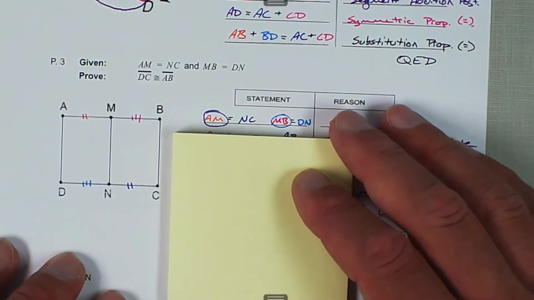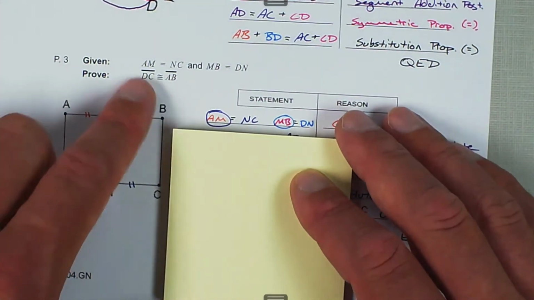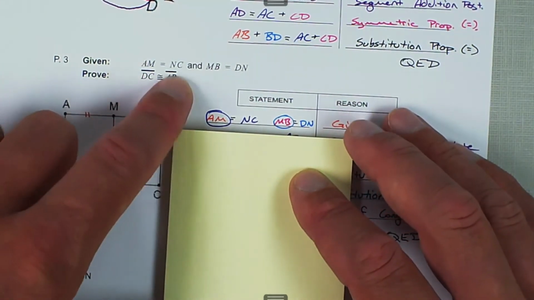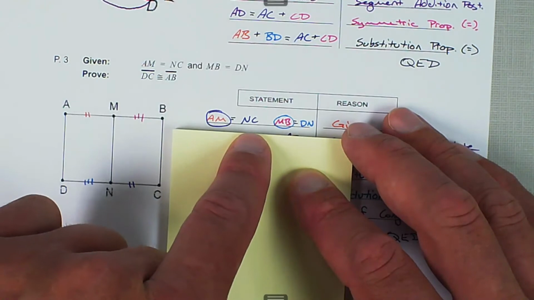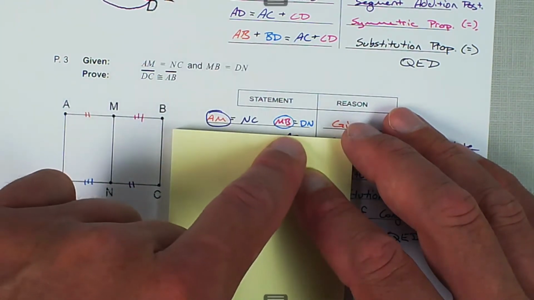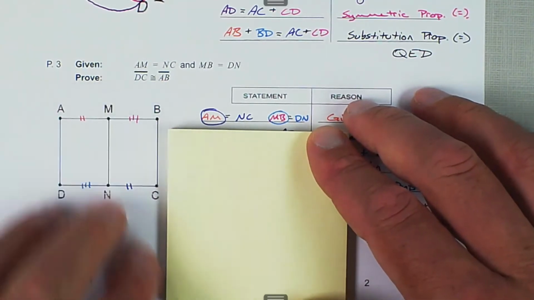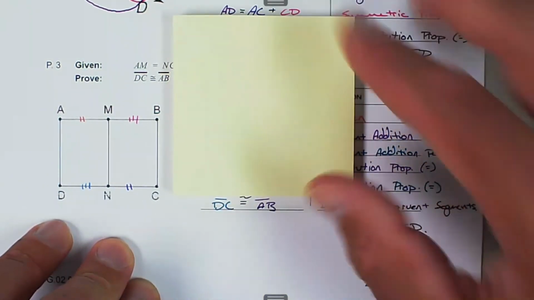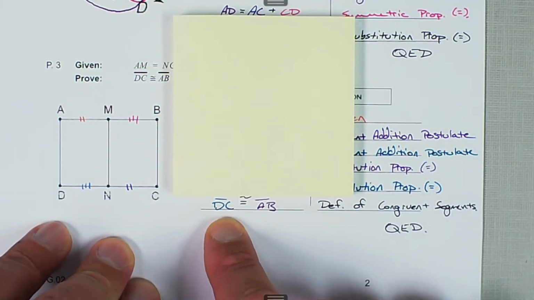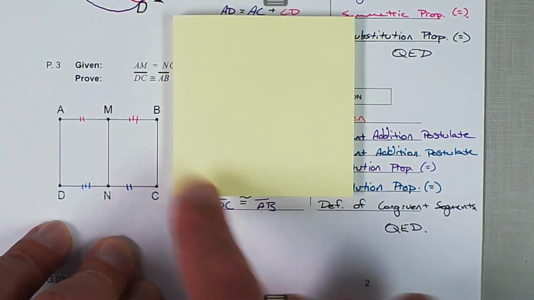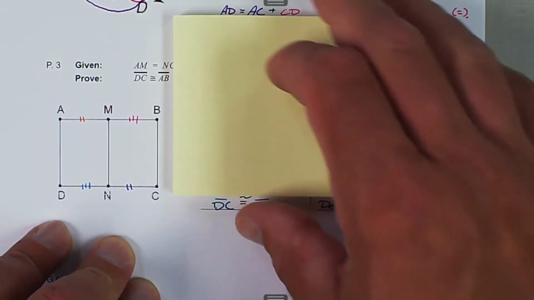Again, we just want to go through the steps. So write down what's given. AM is equal to NC, and MB is equal to DN. That was given. And then we're going to write down the prove: line segment DC is congruent to line segment AB. That was the given information.